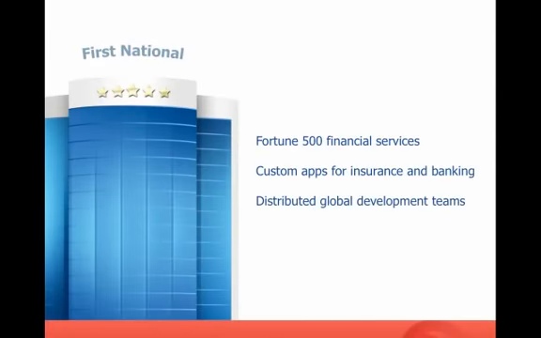First National is a Fortune 500 financial services firm that develops custom applications for its insurance and banking operations. During a monthly review meeting, Susan, the vice president of the insurance business unit, is meeting with Paul, the vice president of application development. Susan wants to know the latest status of the Clarius insurance application.